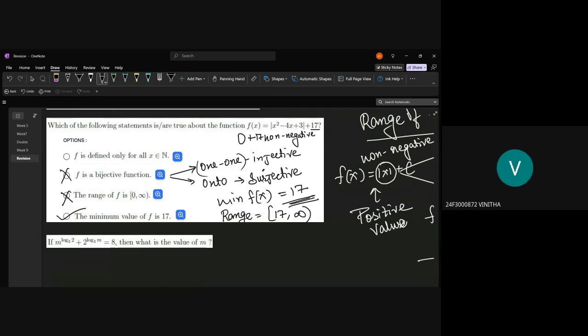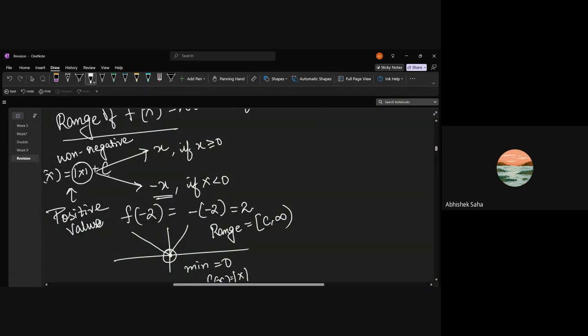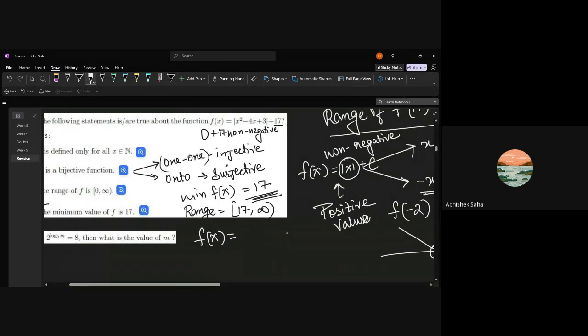So the range will be 0 to 17. How will it be 0 to 17? The range of the function they are asking, f(x) equal to this. I have given you the example. If I add one c here, we have changed our range from c to infinity. Similarly, here they have added 17. At what value is this f(x) equal to 0? Can you tell me?